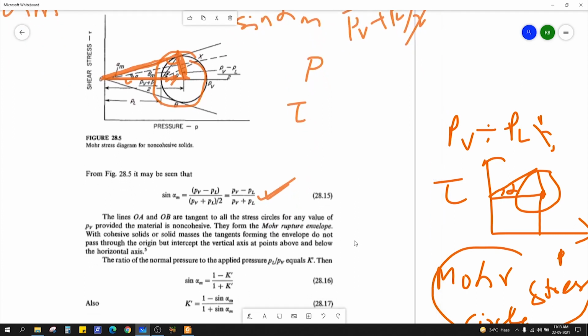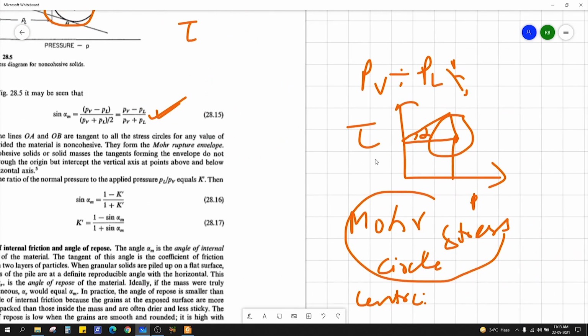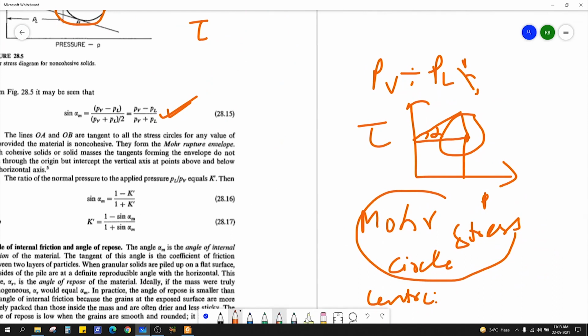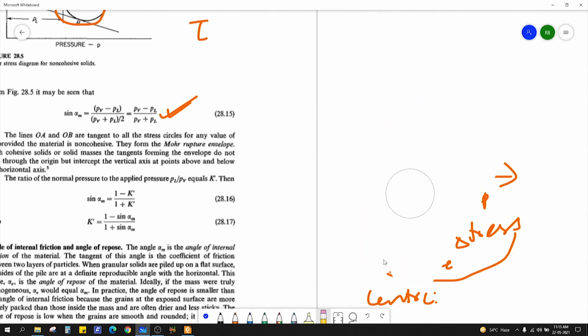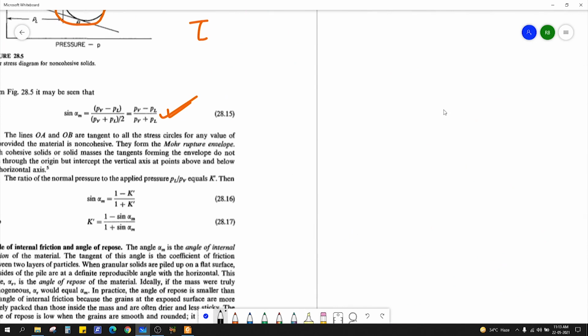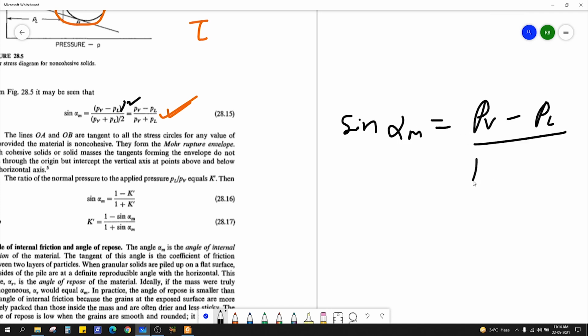Next, you can express this angle of internal friction in terms of K dash. K dash is a function of the particular material, right? So you have sine alpha m, the angle of internal friction, equal to (PV minus PL) by (PV plus PL). Now, K dash is equal to normal pressure by applied pressure, right? So just divide numerator and denominator by PV.